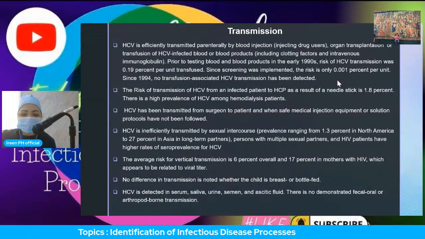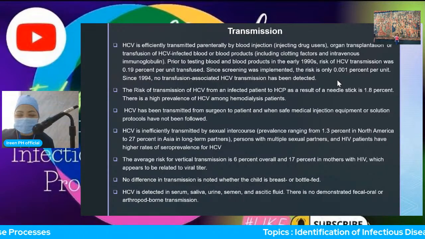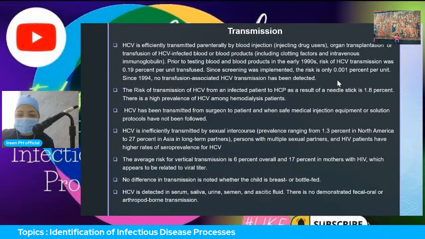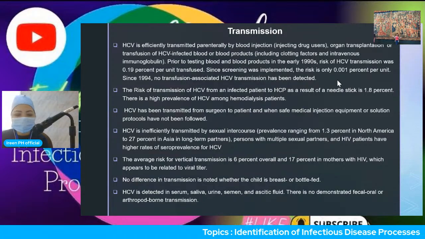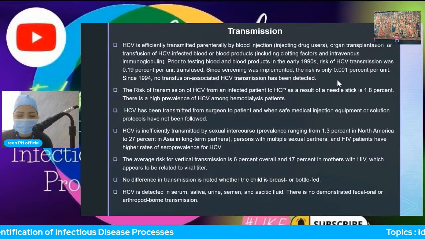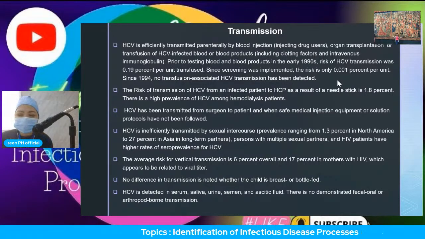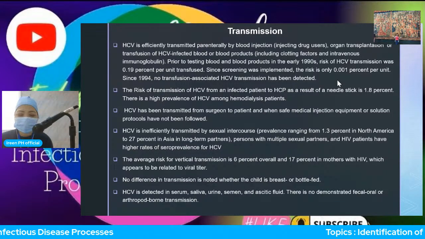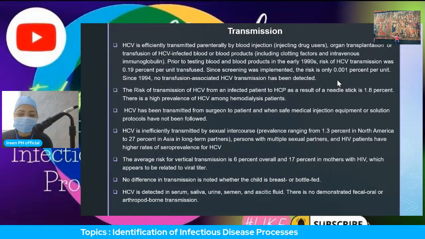Hep C virus is inefficiently transmitted by sexual intercourse, with prevalence ranging from 1.3% in North America to 27% in Asia among long-term partners. Persons with multiple sexual partners and HIV patients have higher risk of seroprevalence for Hep C virus. The average risk for vertical transmission is 6% overall, and 70% in mothers with HIV. It appears to be related to viral titer. No difference in transmission is noted whether the child is breast or bottle fed.